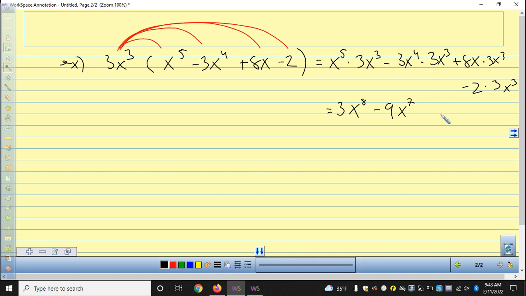Add the exponents. Here I have 8 times 3. Multiply the numbers. 24. X times x to the third. This is x. X is x to the 1. So I get an x to the fourth. And here I get minus 2 times 3 is 6. X to the third.